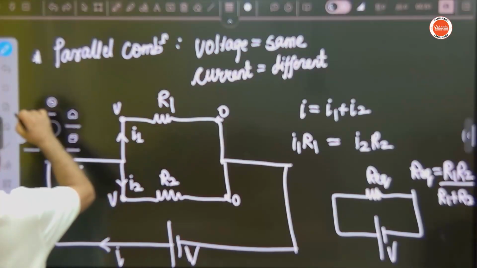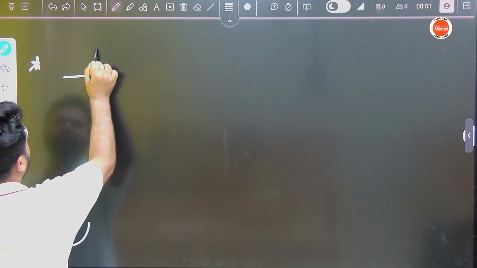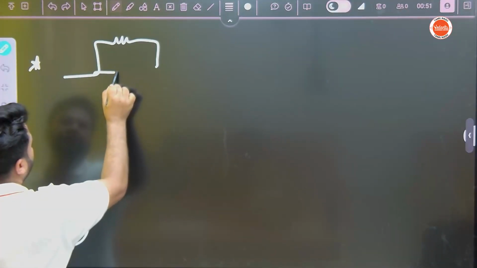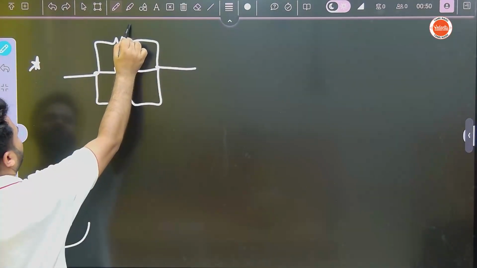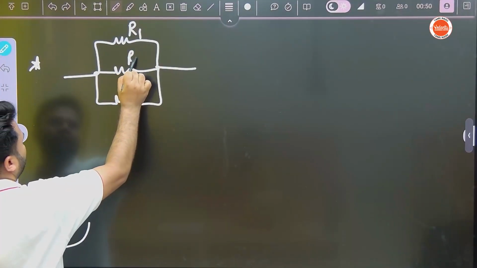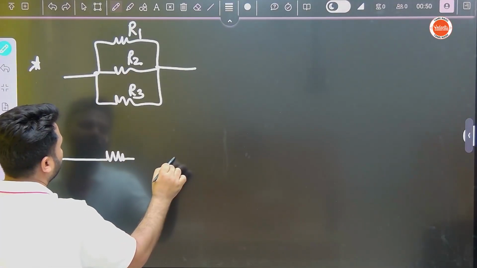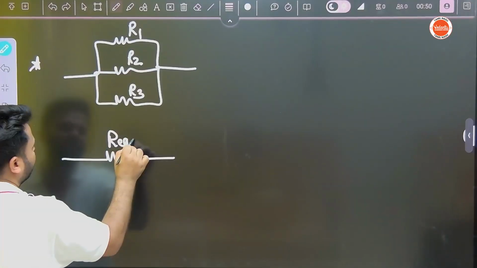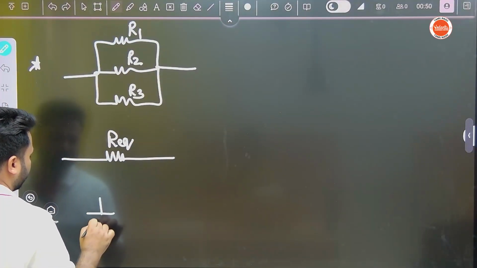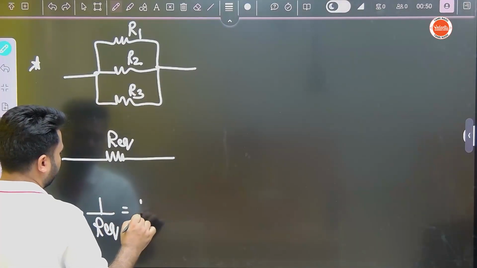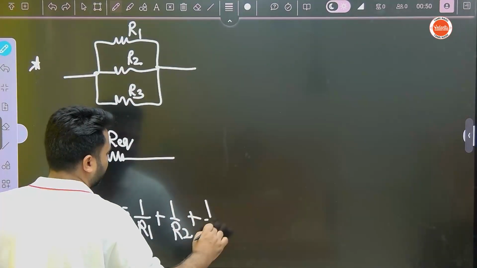But what is the general formula? General formula means, if we have more than two, like if we have one resistor like this, one resistor like this, and one resistor like this. This is R1, this is R2, this is R3. Then if we want to replace by a single, what will be R equivalent? So always remember, the formula is 1 by R equivalent equals to 1 by R1 plus 1 by R2 plus 1 by R3.